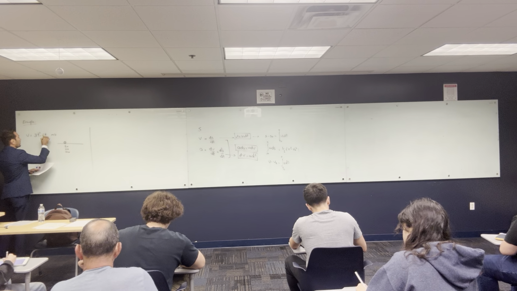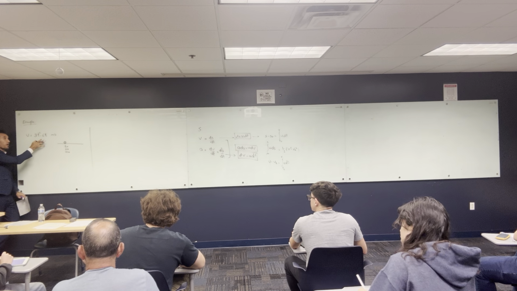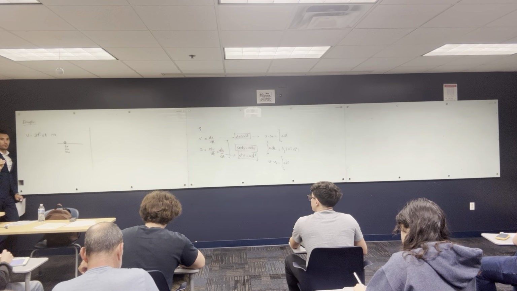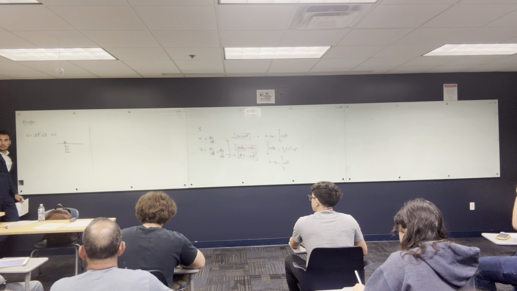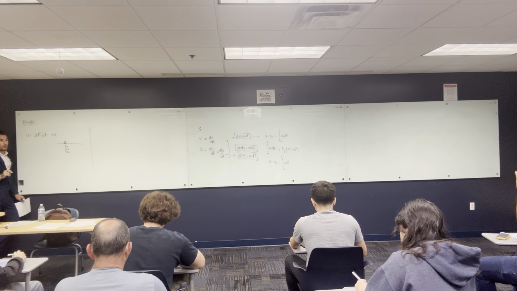This is v. This is called the instantaneous velocity, because this equation basically gives you the value of the velocity at any instant of time, like at 1 second, 2 seconds, 3 seconds.